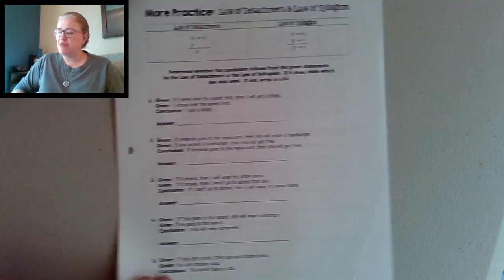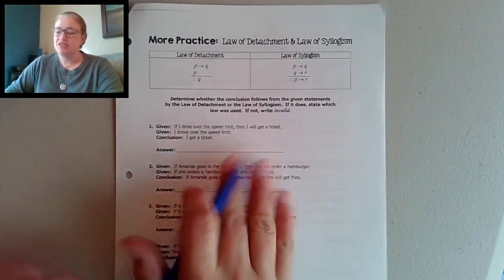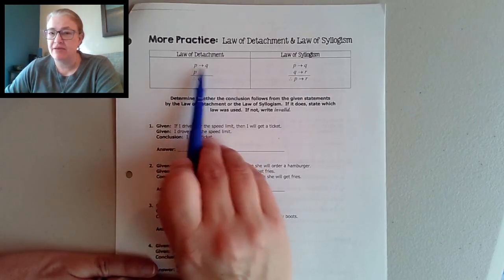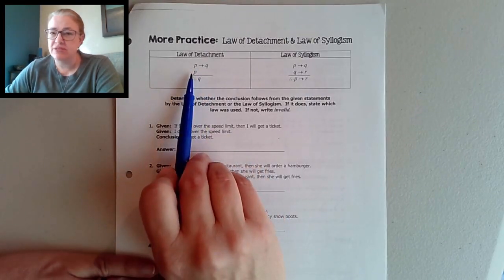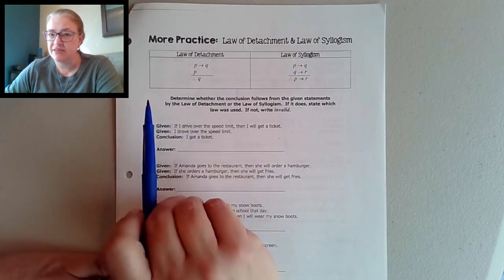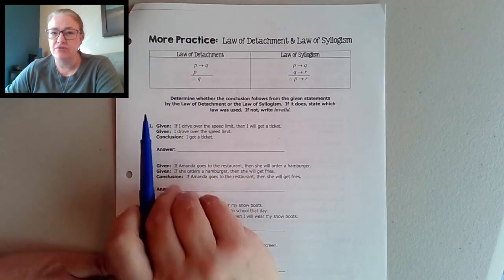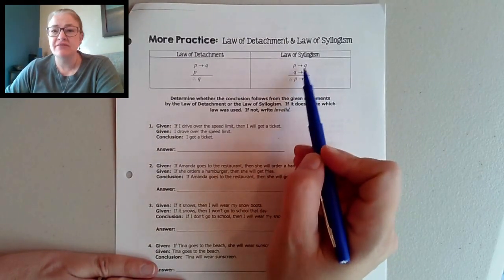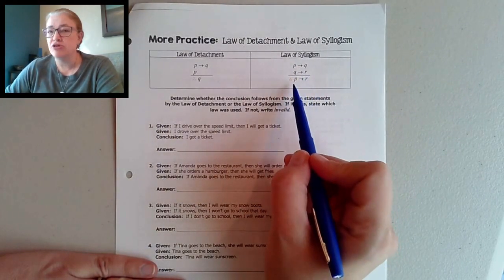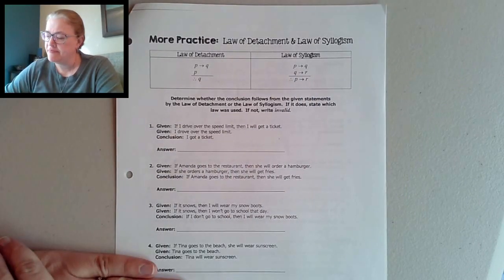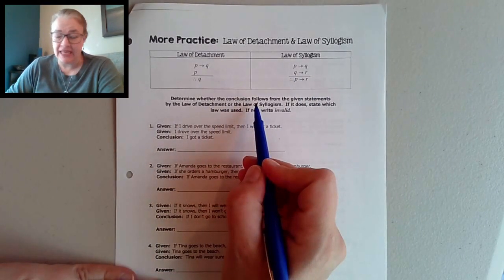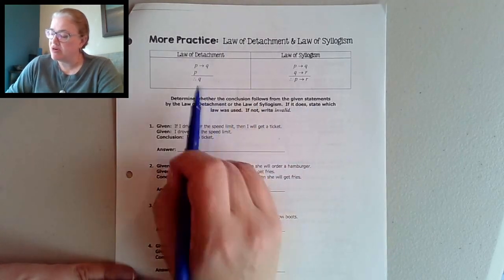All right, let's do a little bit of practice identifying which is which. So the law of detachment is the one that has one if-then statement and then just a plain old statement about some specific case. And then we can say that the conclusion must follow about that specific case. The law of syllogism has an if-then and an if-then, and then the conclusion is an if-then. Okay? It says determine whether the conclusion follows, really validly, from the given statements by one of these two laws.